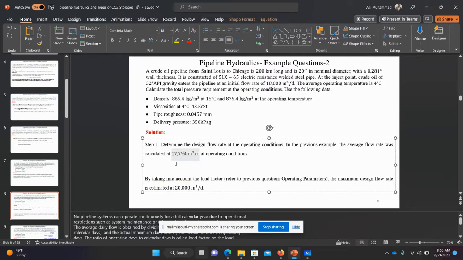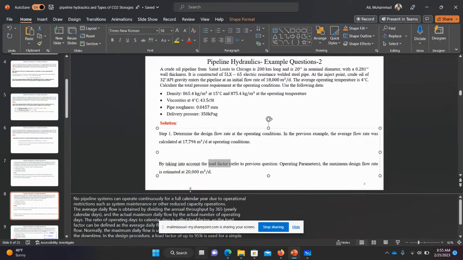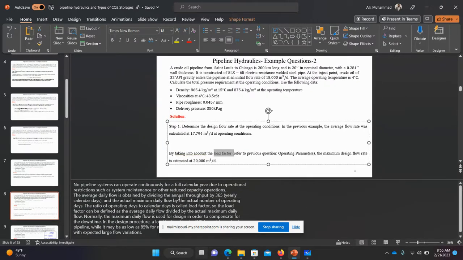Now in step one, we added the design load factor. So what is the design load factor? I already explained it here also: pipelines usually are not operated 365 days a year, and there are some operational restrictions or maintenance going on throughout the system. So sometimes we increase, sometimes we decrease.